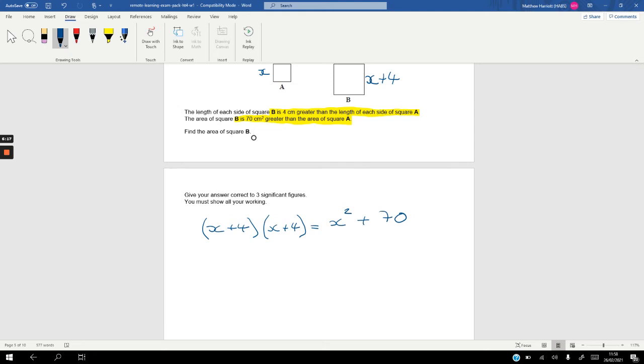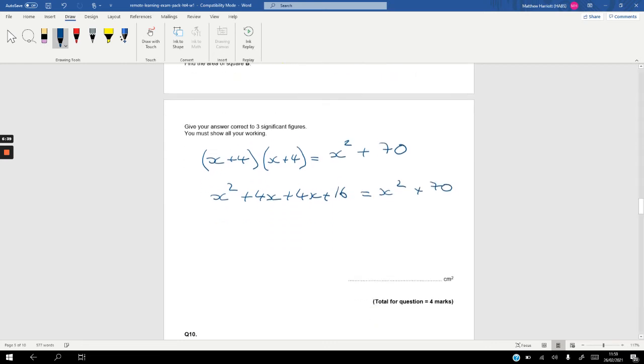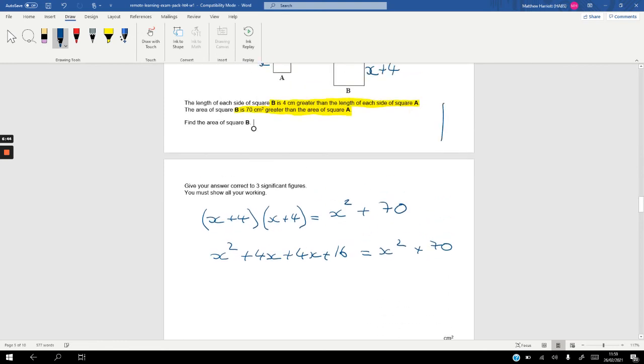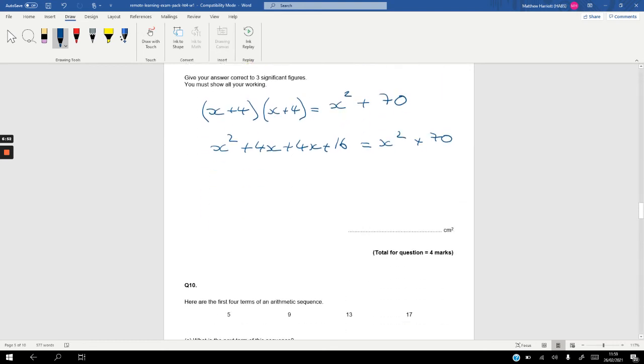Now, once I've got this, I can start playing with it. Here's what I'm going to do. I'm going to expand my brackets on this side. x squared plus 4x plus 4x plus 16 equals x squared plus 70. You absolutely can use a grid to do this if you need to. If you need to use a grid, use that grid.